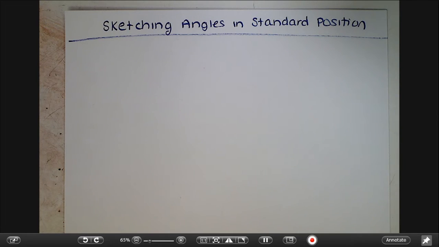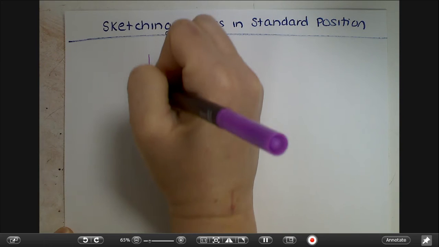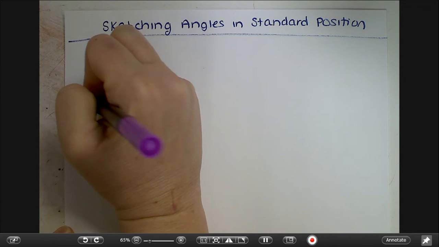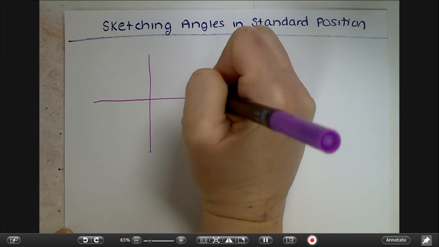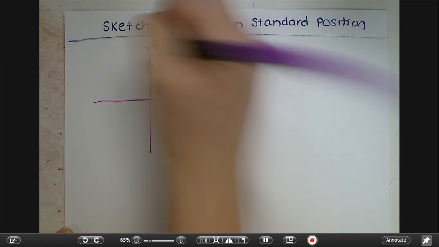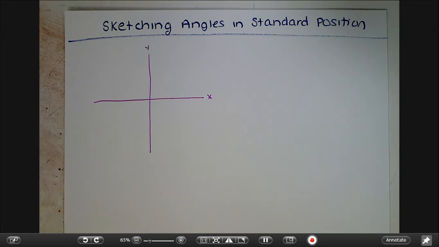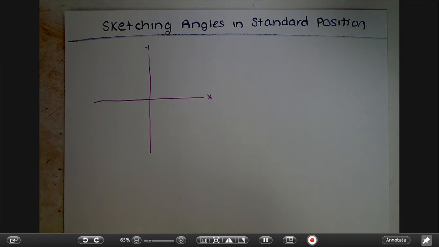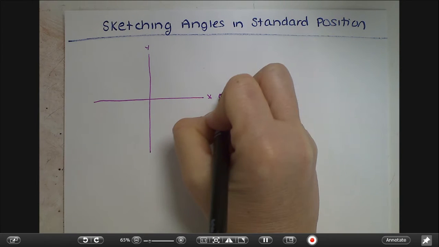Right, we are going to sketch angles in standard position. So we're working our way towards some funky trig stuff, but for right now, we're going to start sketching them in standard position on the axis. So just a couple little reminders.